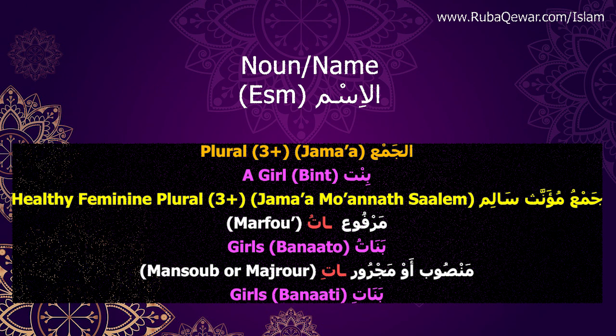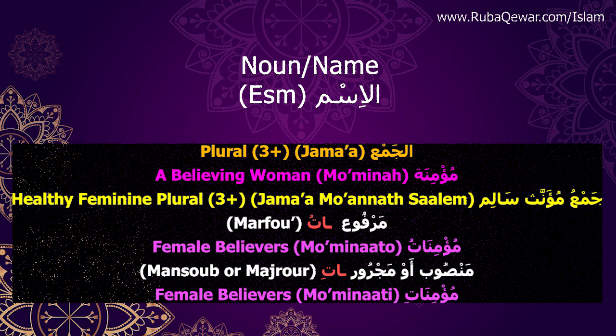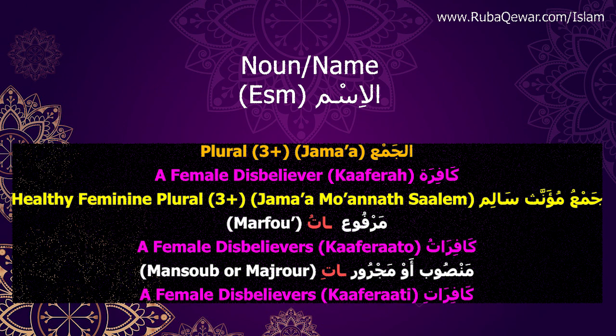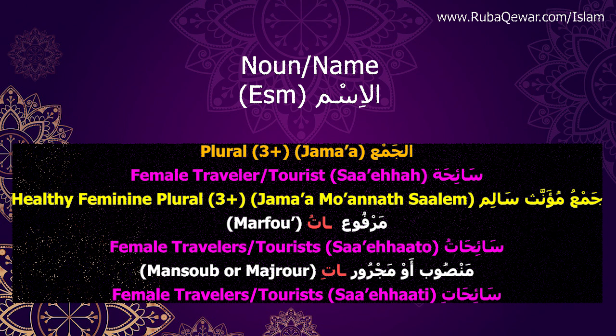Okay. مؤمنة, مؤمنات. So the تا مربوطة, it will be changed to ألف تا. Okay, ألف تا, and the تا has to be open, not تا مربوط, not closed. Let's say, I'm gonna say كافرة, كافرات. Okay, سائحة, سائحات.